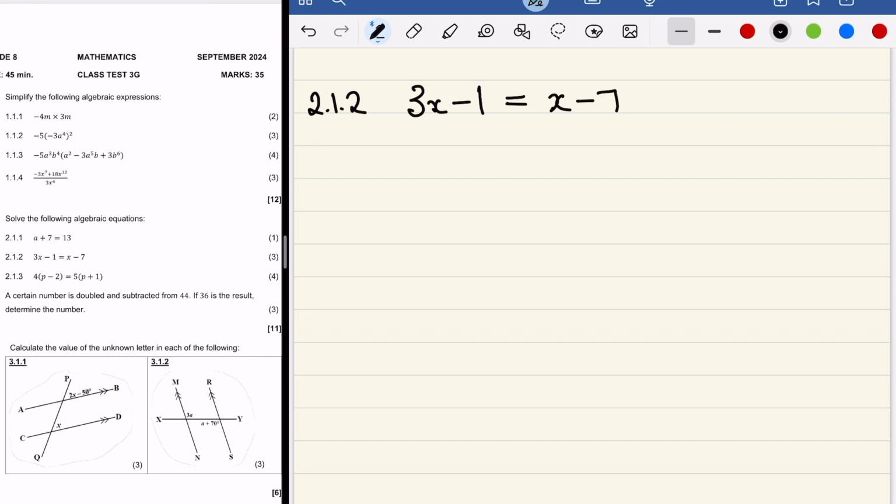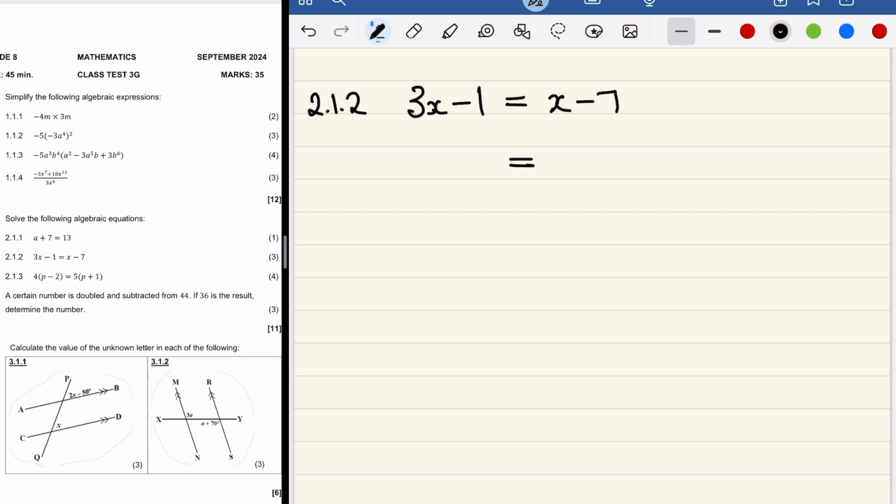2.1.2, we have 3x minus 1. This is an x here. 3x minus 1 is equal to x minus 7. So here we can use inspection if we want, if you just play around a bit with the numbers, but I really want you to get into the habit of using inverse operations to manipulate this equation so that you can isolate the unknown letter or variable and solve for each value.